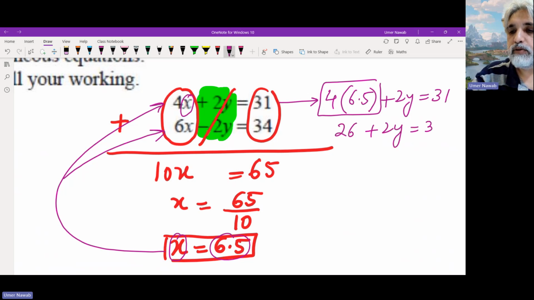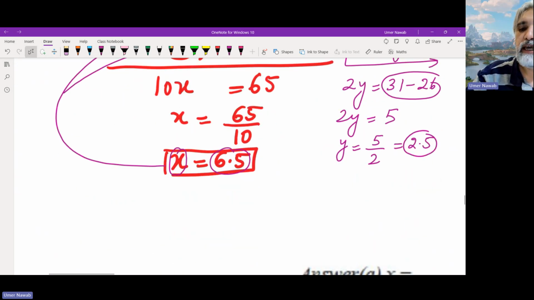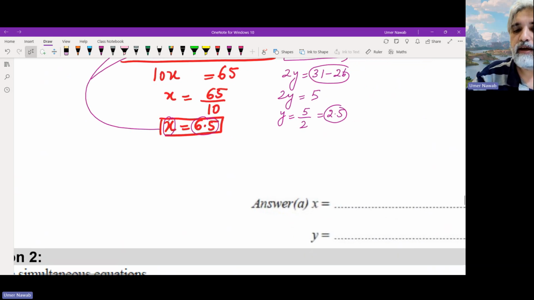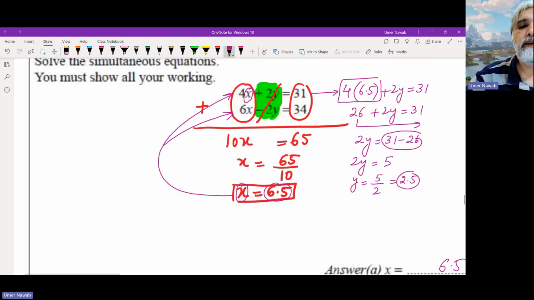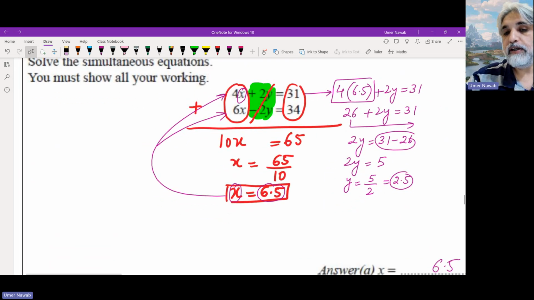So 26 plus 2y is equal to 31. Now send the plus 26 to the right. 2y is equal to 31 minus 26. So 31 minus 26 gives you 5, and y is equal to 5 over 2, or 2.5. So that was my aim, to find the value of x and y. So x is 6.5 and y is 2.5. In the end, I will teach you how to use a calculator to verify your answer for simultaneous equations.